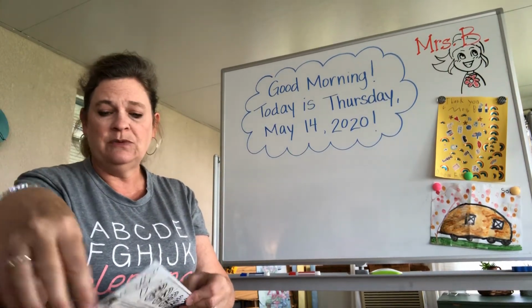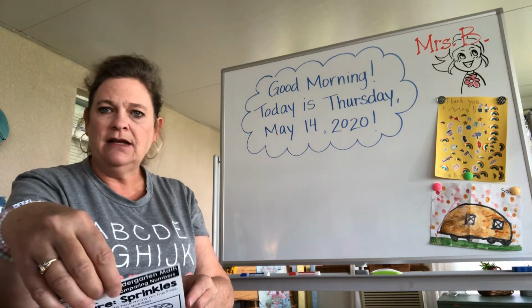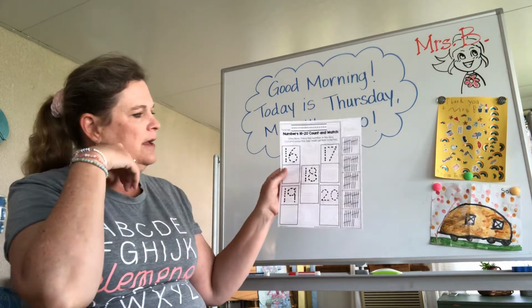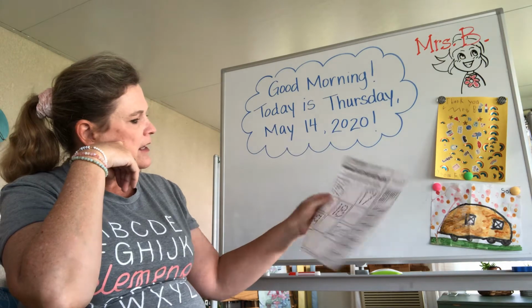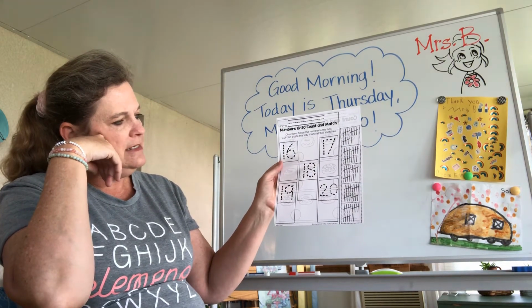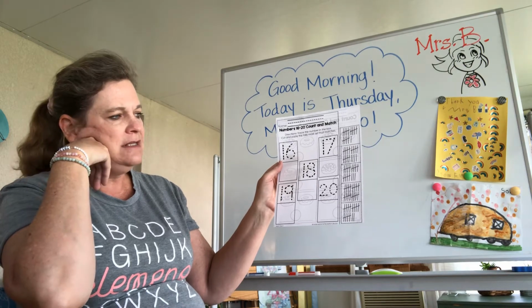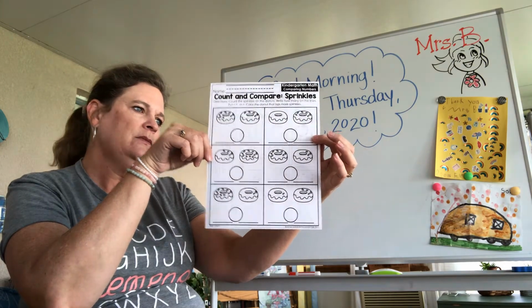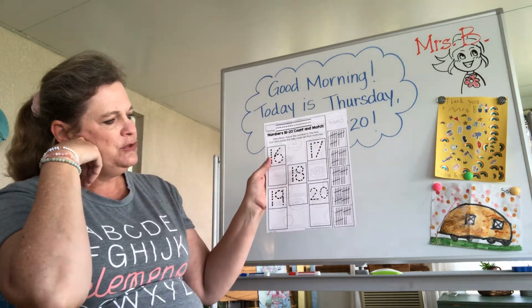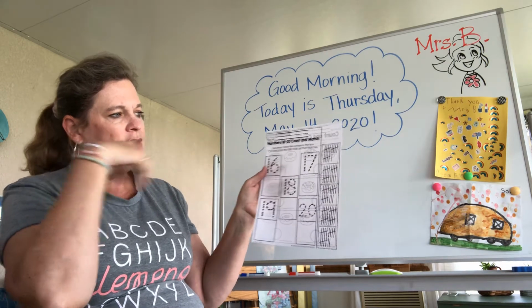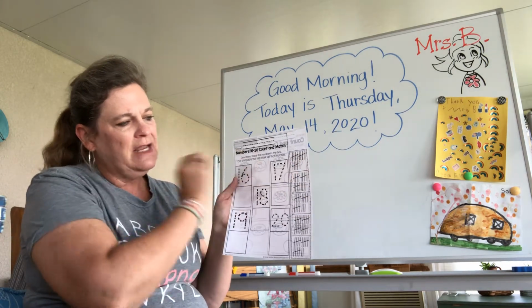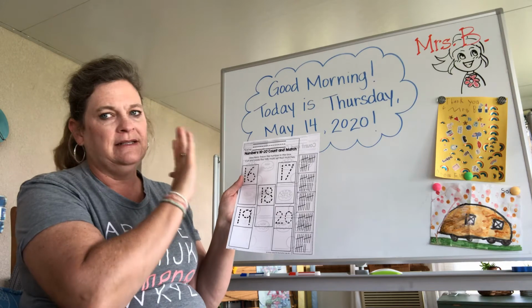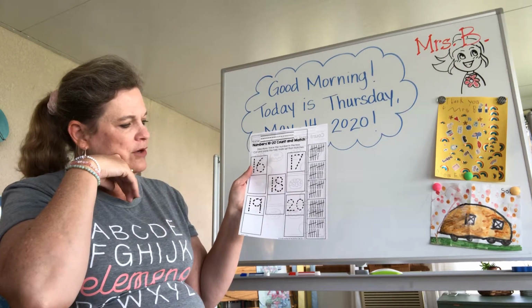Now I'm going to go over tomorrow's work. Tomorrow's work, there is nothing that needs to come back to me, so everything is optional. This is actually similar to what we did yesterday. If you want to do it as a cut and paste, I would do this side first. Okay, this one is 16 through 20, so you're counting the tally marks. Remember, each group of tally marks is equal to 5. So there's 4 tally marks with a slash, that means 5. So you're matching the tally marks to the numbers.